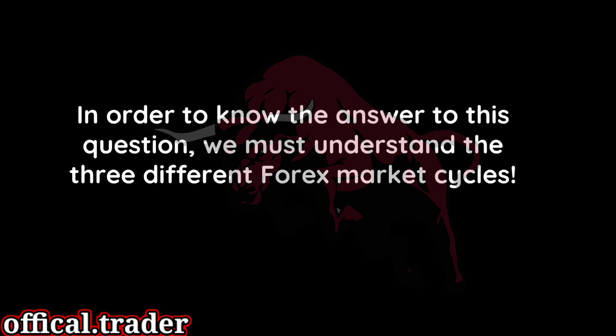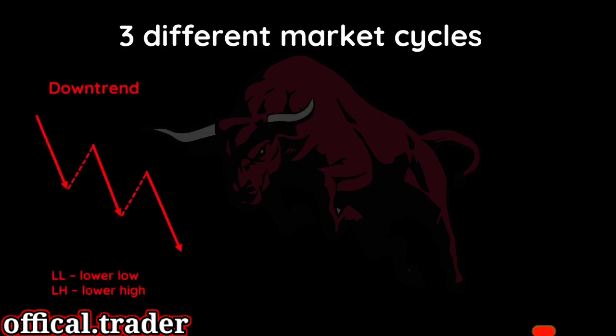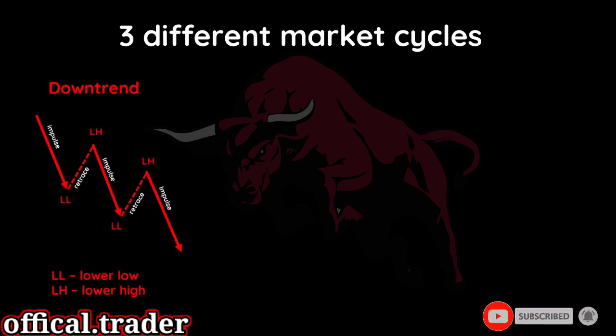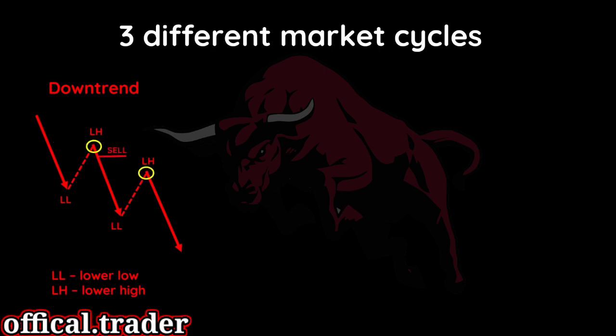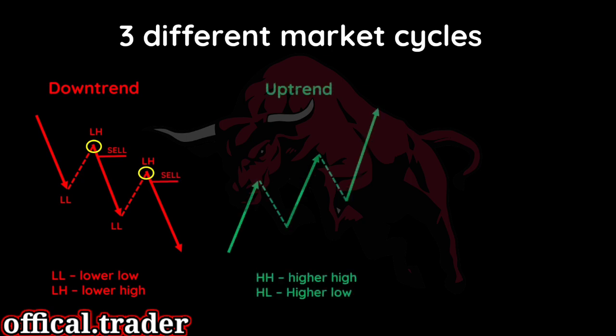In order to know the answer to this question, we must understand the three different forex market cycles. Let's take a look. So in the downtrend, the market is making lower lows and lower highs. The market is also making impulsive and retracement moves. Because this is a downtrend, we want to be on the right side of the impulsivity and catch the trades at the end of the retracement move. As we can see, we could enter a sell position right after the retracement is over and run the trade to the downside.